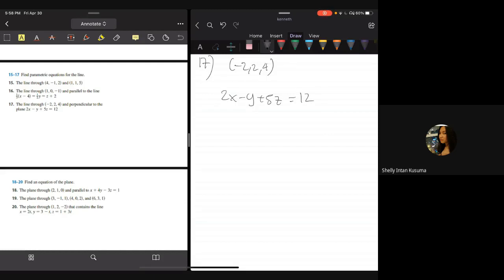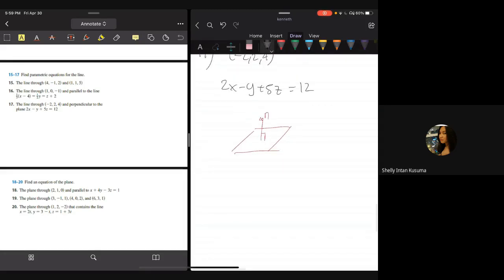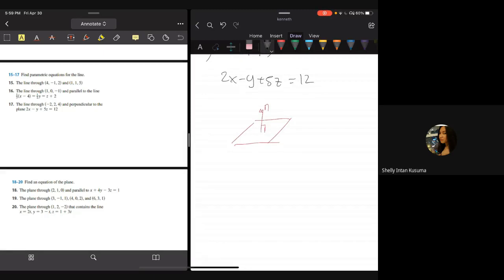Okay, for number 17. So we know that the line will be perpendicular with this plane, right? So you get the plane and you should get the normal vector that's perpendicular to this one. And what's the normal vector for this equation? The normal vector is the constant for each variable. So the normal vector is 2, minus 1, and 5.